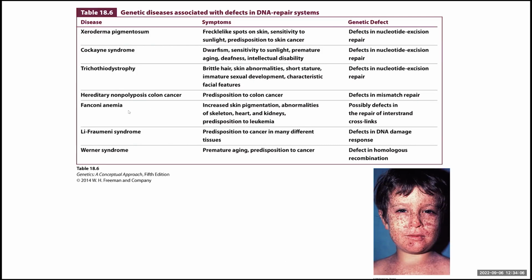Fanconi anemia is one that's frequently talked about that also causes skin issues, but it also causes issues for the skeleton, heart, and kidneys, and it gets a lot worse as you get older, and usually results in leukemia somewhere around 50 years old, sometimes sooner. So a lot of these progressive disorders that result in an increased risk for cancer are caused by differences in the ability to repair these types of mutations.